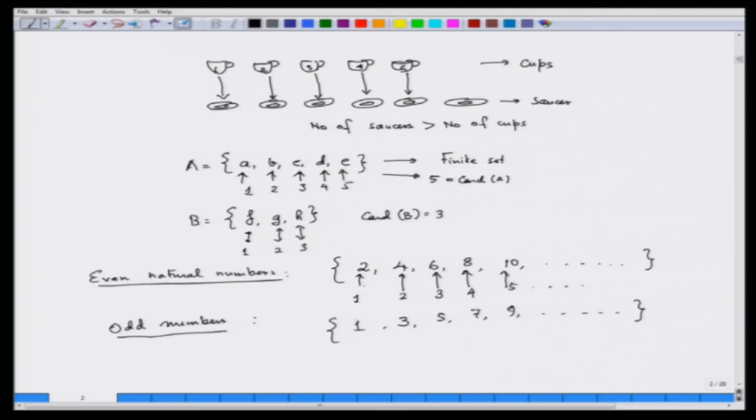And similarly, for the odd numbers, 1 is corresponding to 1, 2 is corresponding to 3, 3 is corresponding to 5, 4 is corresponding to 7, 5 is corresponding to 9 and so on. So, both these sets, the set of even natural numbers and odd natural numbers, are countable. But the remarkable feature is that though these 2 sets are subsets of the set of natural numbers, the cardinality of this infinite set, if that has any meaning, is the same as the cardinality of natural numbers.